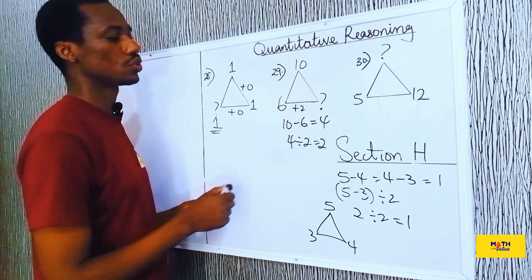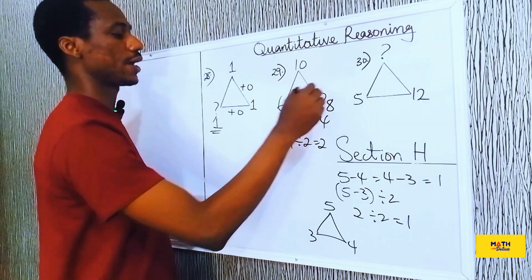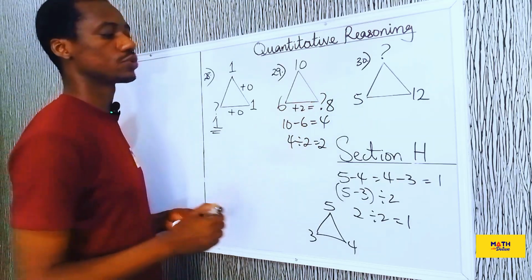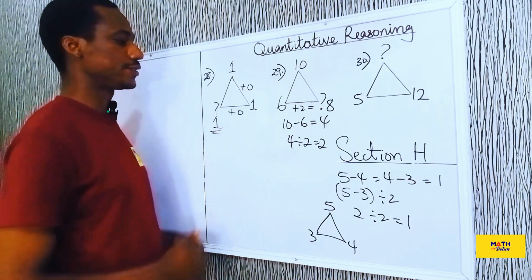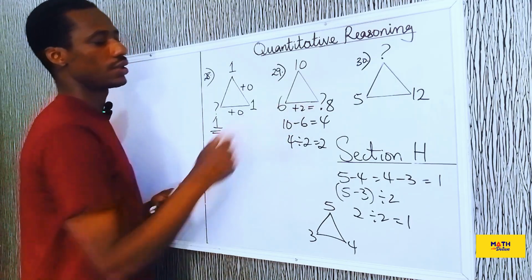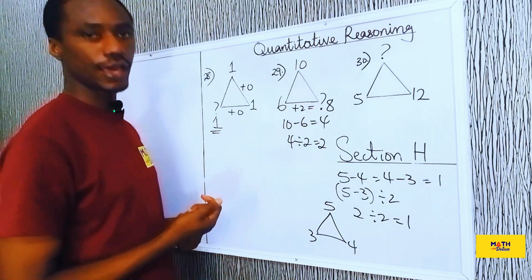So obviously we know that 2 had been added to 6 to get the question mark. So 6 plus 2 equals 8. So our answer here is 8. Here the answer is 1. Here the answer is 8.